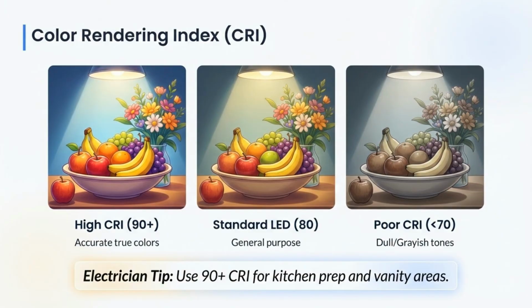The Color Rendering Index, or CRI, indicates how accurately a light source renders colors. High CRI, 90+, provides accurate true colors. A professional tip is to use 90+ CRI for kitchen prep and vanity areas.